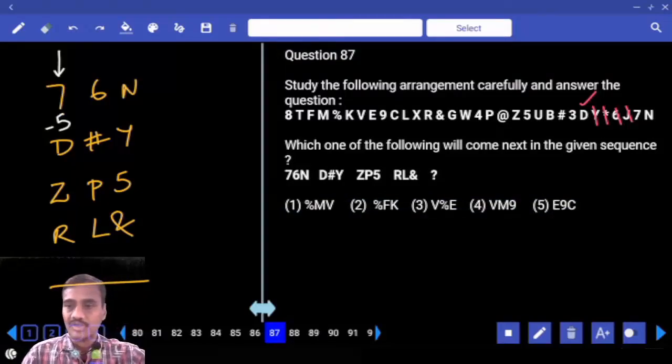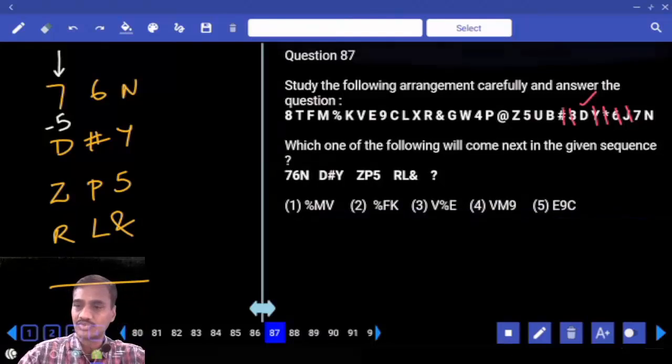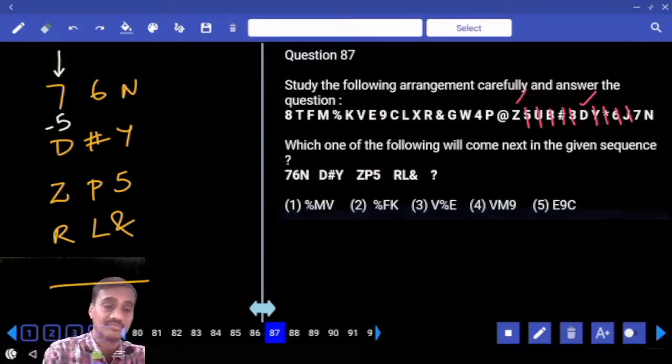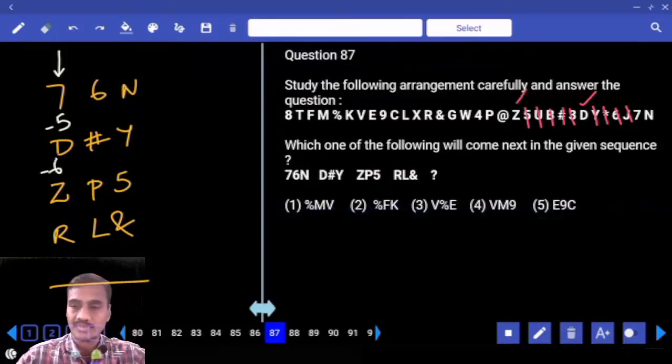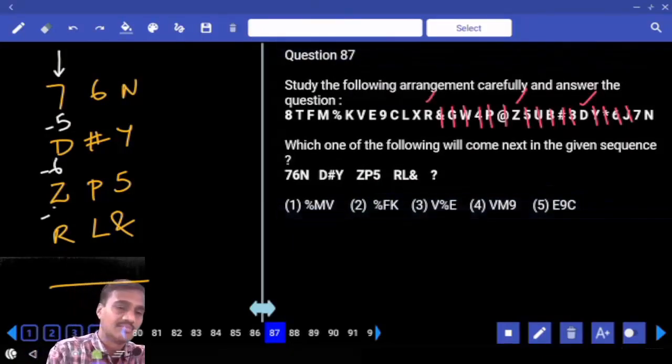Now D and Z. 1, 2, 3, 4, 5, 6. Minus 6. Z and R. Z to R. 1, 2, 3, 4, 5, 6, 7. Minus 7. Minus 5, minus 6, minus 7. Next one must be minus 8.